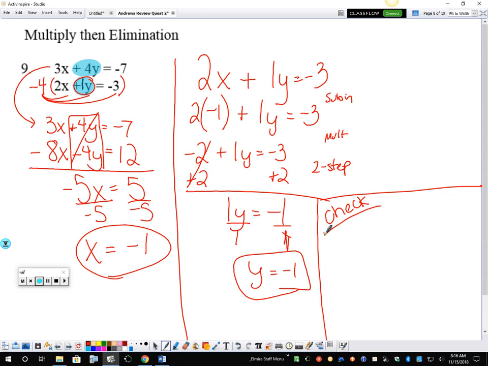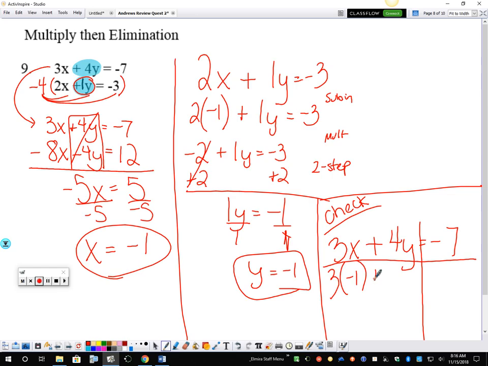So since I used the second equation for step 2, I'm going to use the first equation for my check. So 3x plus 4y equals -7. Draw my t-chart. So 3 times -1 plus 4 times also a -1. Okay, and -3, -4 make -7.